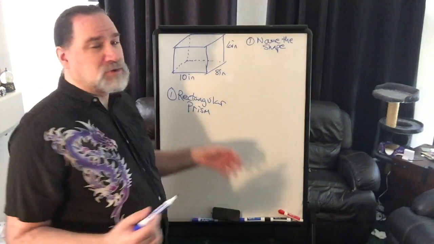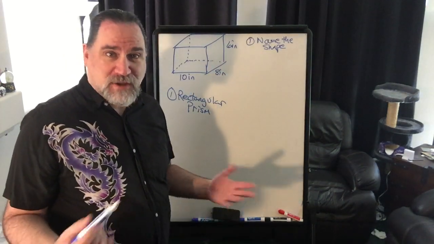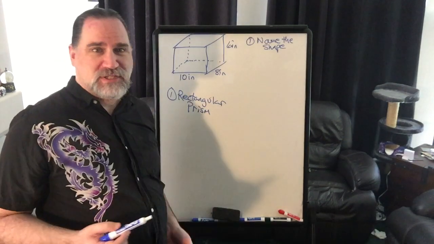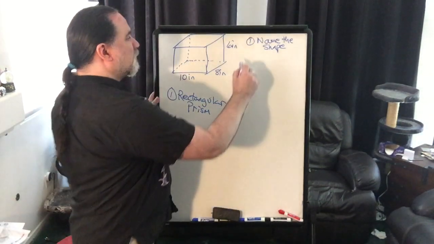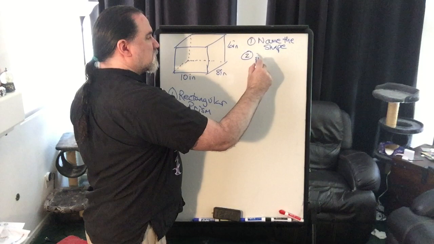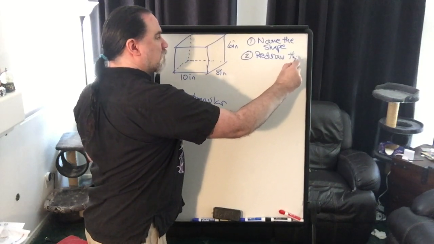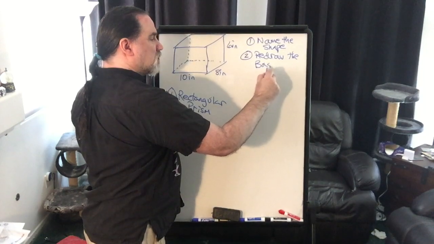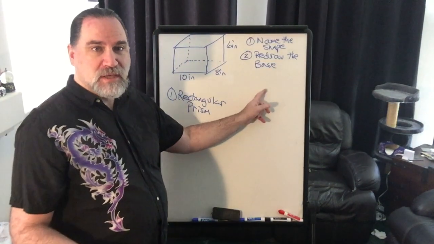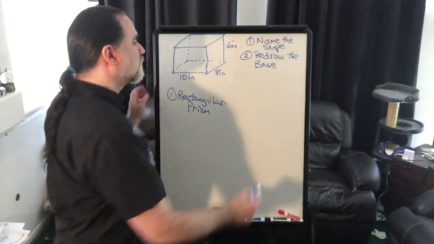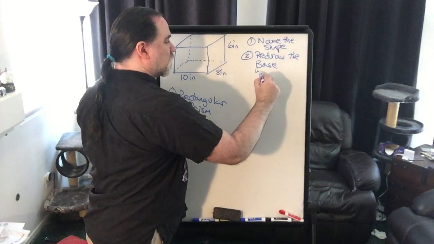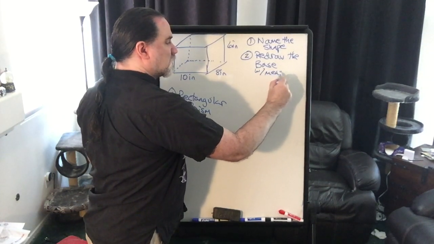When you're doing it on your own, you probably just say it. You don't have to write it down. You just go, oh, that's a rectangular prism. I know that means that the base is a rectangle. So we're going to do that. We're going to redraw the base. And again, we're using that capital B because we're going to be finding its area. We're going to do it with the measurements.